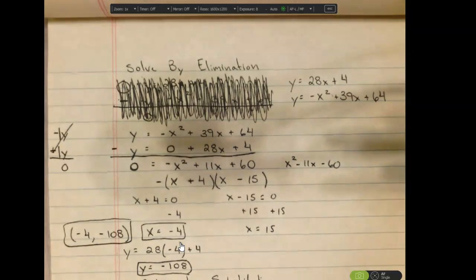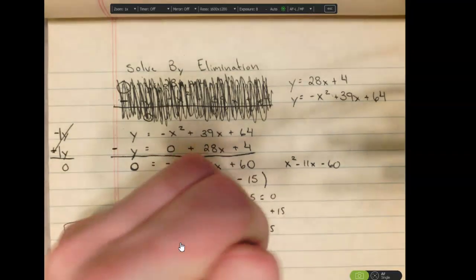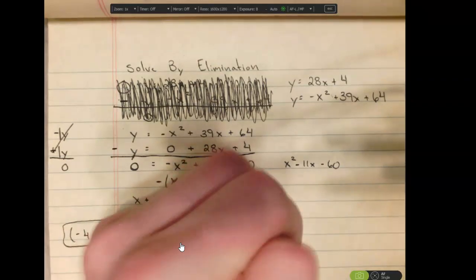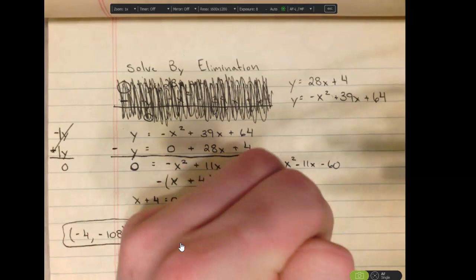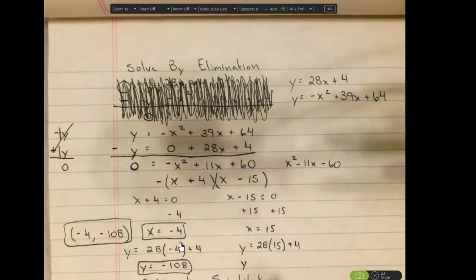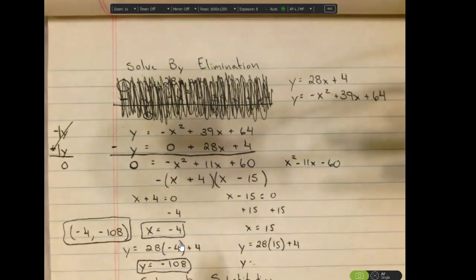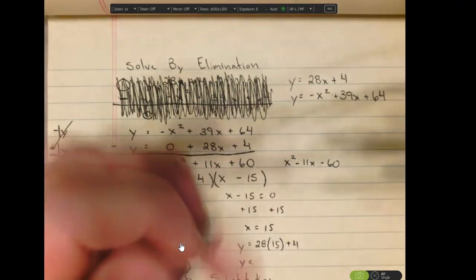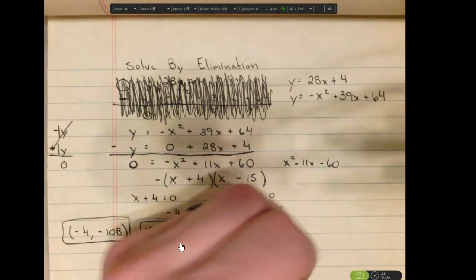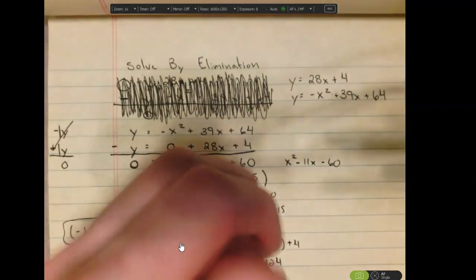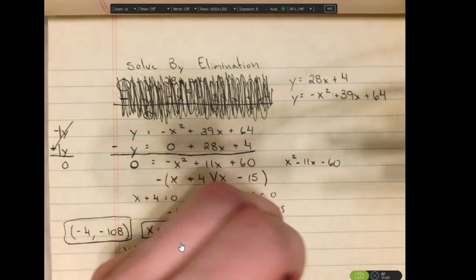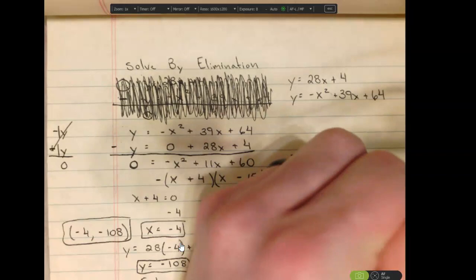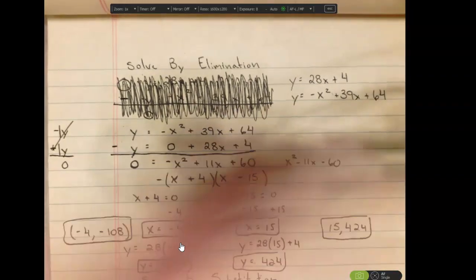Let's see if we can find what the second solution would be. Again, I'm just going to take this equation, and everywhere that I see an x, I'm going to plug in a 15. So I plug it in, I do 28 times 15. I add 4. Y is equal to 424. So here's my second solution. X equals 15. Y equals 424. So there you go.